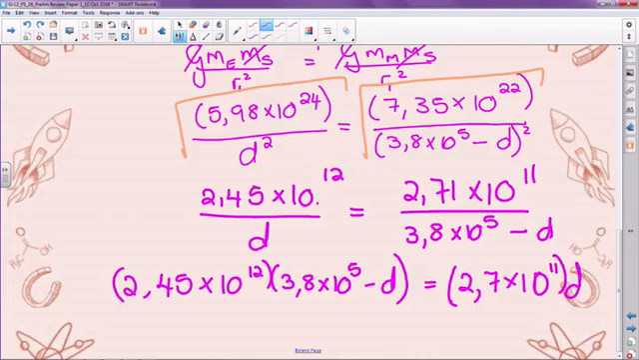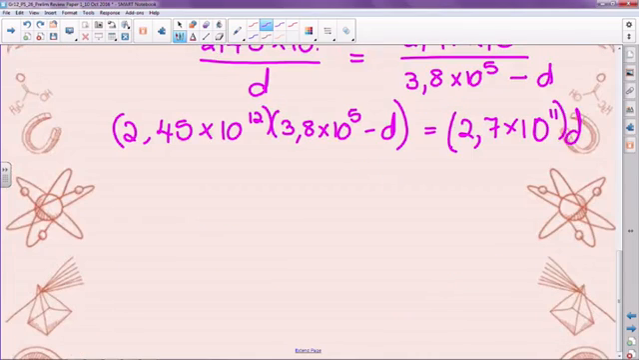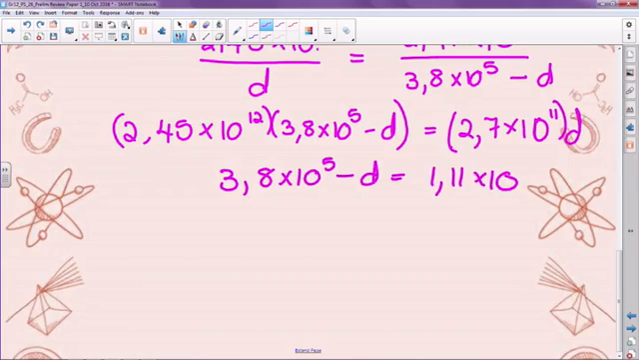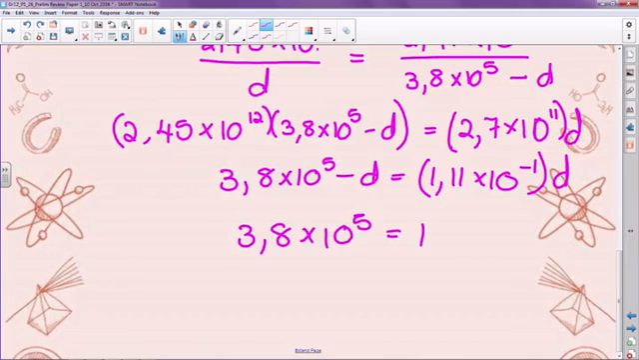Now from here, there's lots of ways to do it. I don't like multiplying out the brackets. What I actually do is divide both sides by 2,45. Okay, because then I get this. Okay, I'm going to take the D over, and this gives me 3,8 times 10 to the 5, and it's equal to 1,11 times D. Divide that by both sides, and D is 3,42 times 10 to the 5.